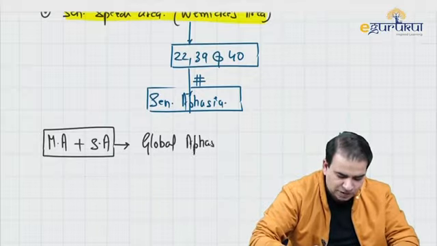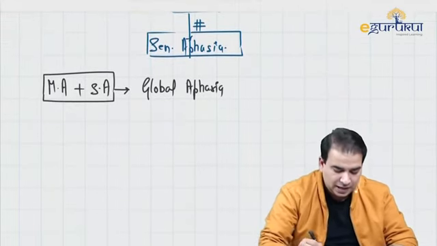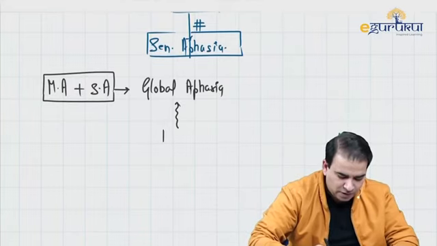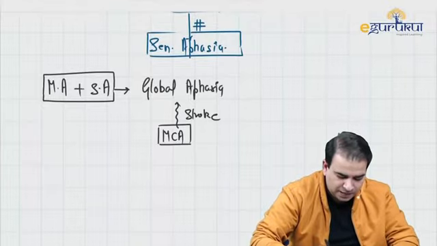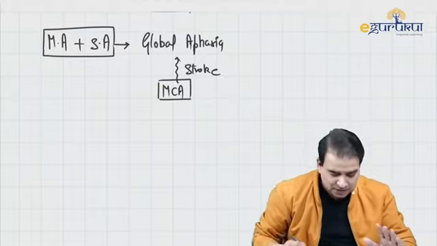That is the global aphasia. We have both kinds of aphasia simultaneously, that is global aphasia. And usually this global aphasia is because of a stroke of the middle cerebral artery. It's the MCA stroke which leads to global aphasia. And see, it makes perfect sense.